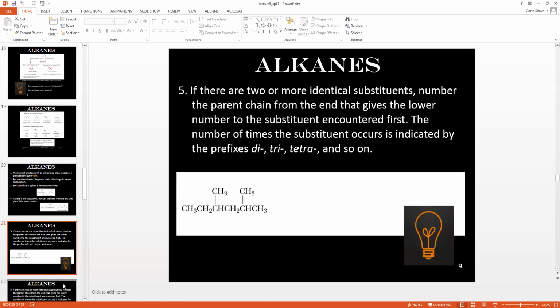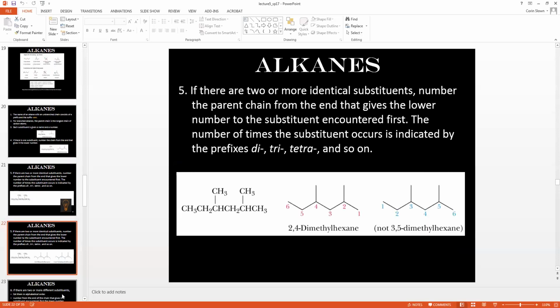If there are 2 or more identical substituents, we're going to number the parent chain from the end that gives the lower number to the substituent encountered first. The number of times the substituent occurs is indicated by the prefixes di, tri, tetra, and so on. So take a moment and see if you can name the following compound. So this would be 2,4-dimethylhexane as opposed to 3,5-dimethylhexane.